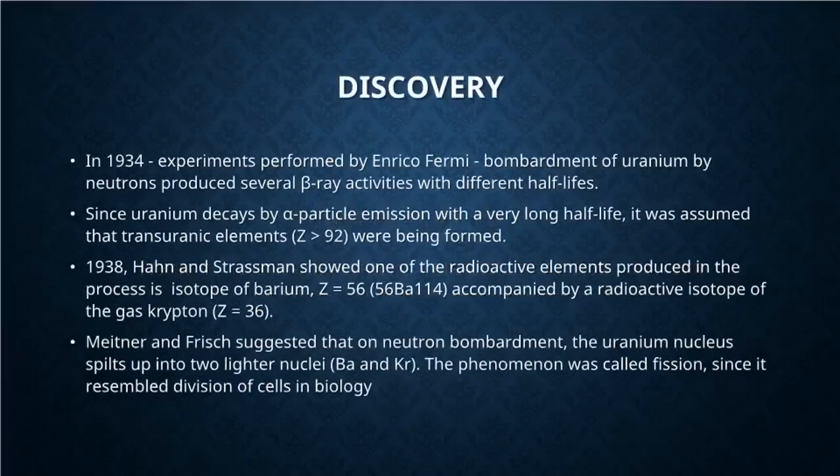So it all started with the experiment of bombarding uranium nucleus with neutron, conducted in 1934 by Fermi. It was observed that several beta particles were emitted, but it was assumed that uranium first split into transuranic elements. Later in 1938 Hahn and Strassmann showed that uranium is splitting into two intermediate mass nuclei, barium and krypton. Owing to this observation, Meitner and Frisch suggested that on neutron bombardment, the uranium nucleus splits up into two lighter nuclei. This splitting of larger nuclei into smaller ones resembled cell division and hence was called nuclear fission.